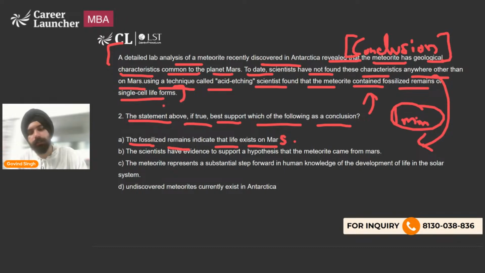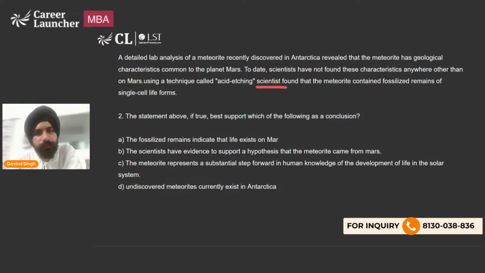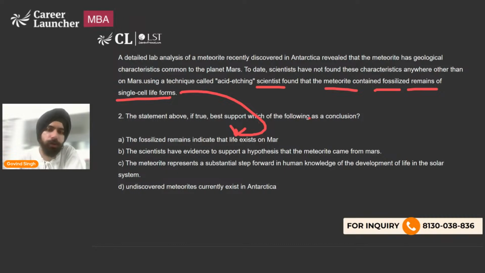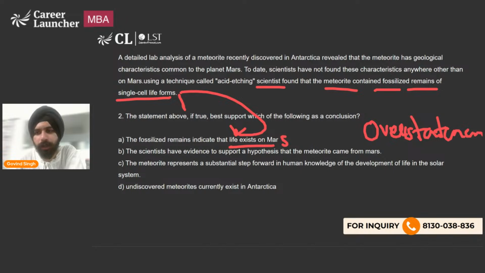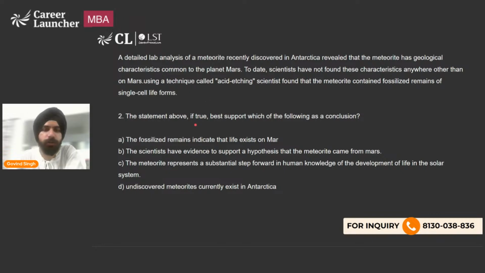See, let's look at the passage. It says that scientists found that meteorite contains fossilized remains of single cell life forms. Can single cell life forms be equated to life? Maybe, maybe not. We cannot say for sure. Just because single cell life forms are detected, life exists on Mars is, I would say, an overstatement. This is stretching it a lot. Single cell life forms and life में बहुत difference होता है. So this is an option which is not very strong, I would say.